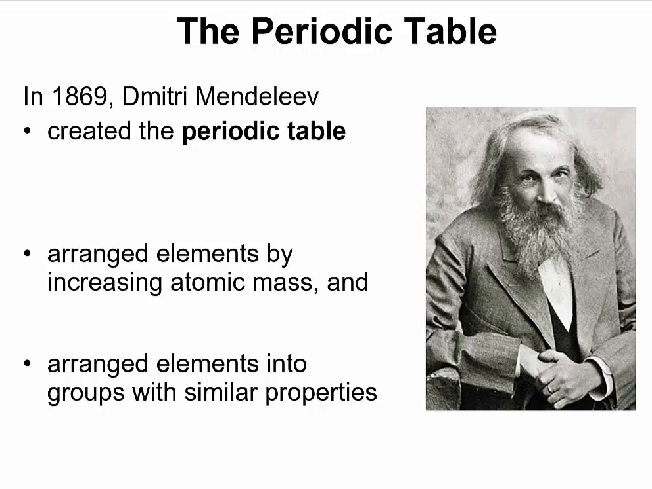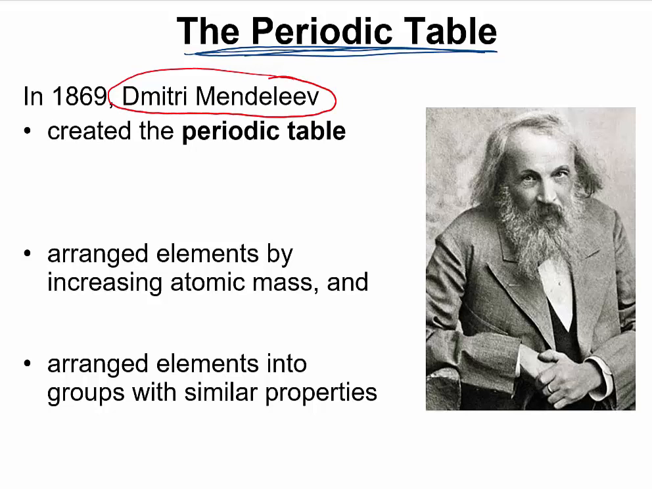Let us now focus our attention on the periodic table. The first person that is credited with creating the periodic table is a Russian chemist named Dmitry Mendeleev. In 1869, he observed that so many elements had been discovered and the atomic numbers and masses were known. So he started by first arranging the elements according to their atomic masses.